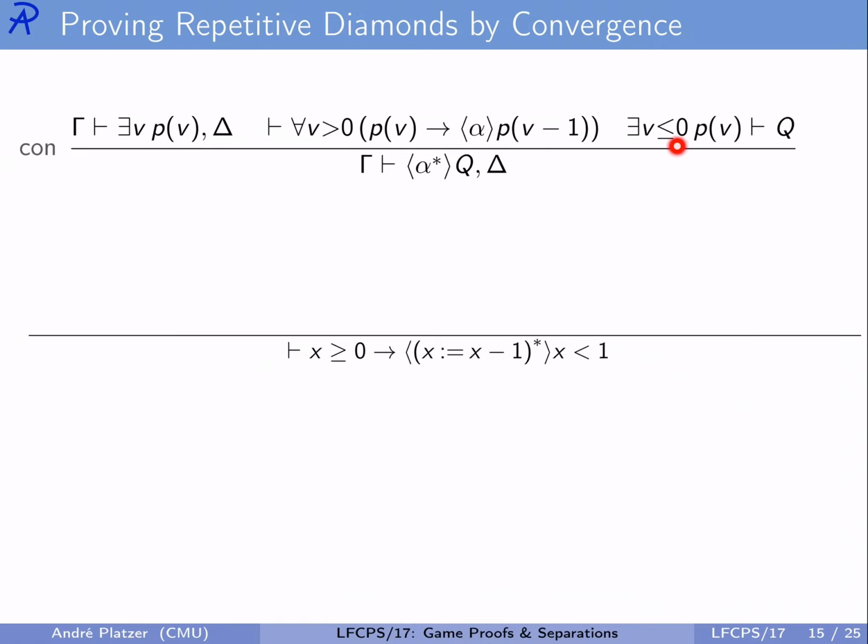And we also show that if we have become of a negative distance to the goal, or 0, then we're actually really at the goal. So whenever there is a v less or equal 0 such that P of v is true, then we're at the goal Q that we would like to be. Let's use this in this case.